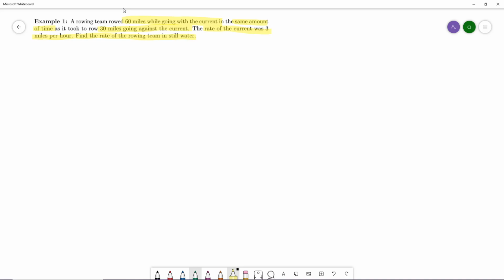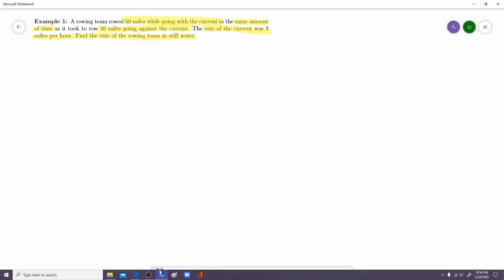Okay, so what we want to do is establish the unknown. Our goal is to find the rate of the rowing team in still water, so I'm going to say X. I'm going to define X as the rate in still water.